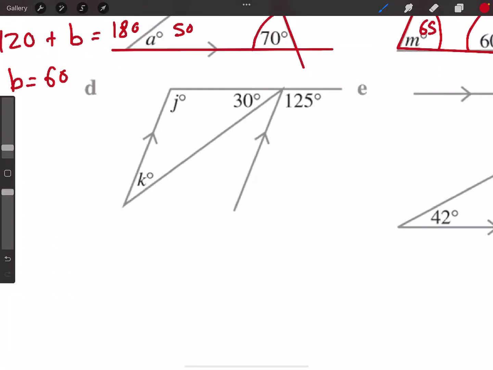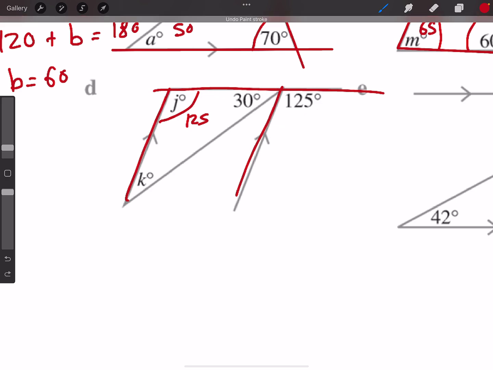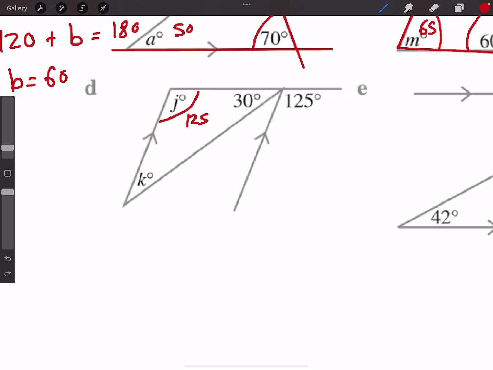Alright. Moving on to question D. What can I say here? I could say that angle J is equal to 125 degrees. Okay, two parallel lines, transversal line, obtuse and obtuse. Therefore, they must be equal.